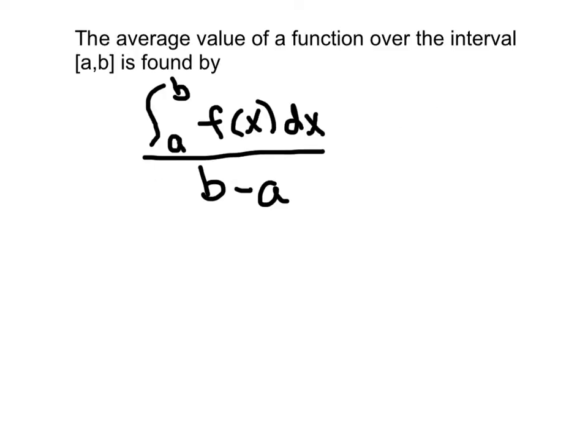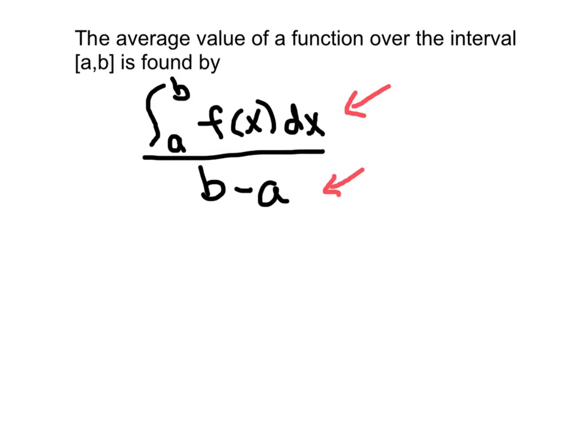The average value theorem tells us that the average value of a function over an interval a to b is found by taking the integral from a to b of that function and dividing by b minus a. So what we're doing on the top is adding up all of the heights, right? We're taking the area under the curve. We're adding up all of the y values and then dividing by the difference in the x values.